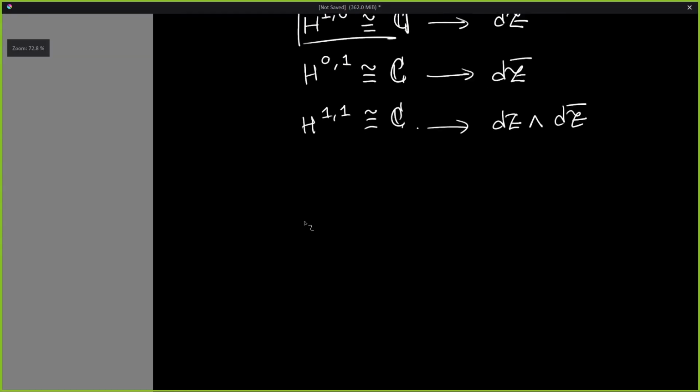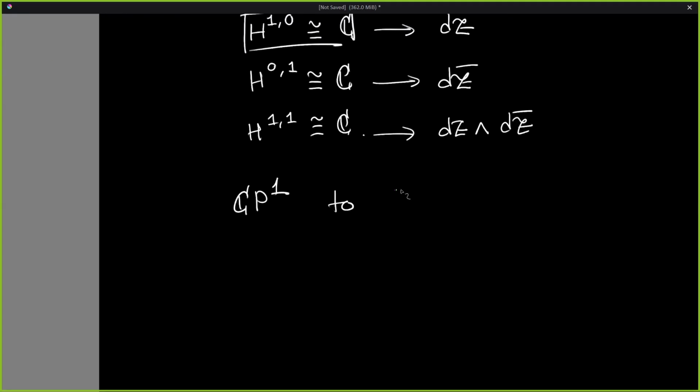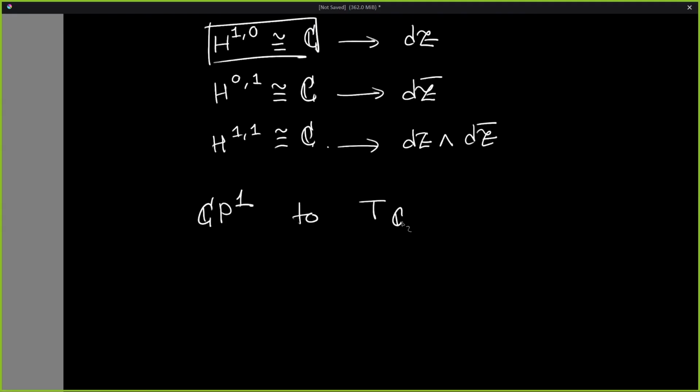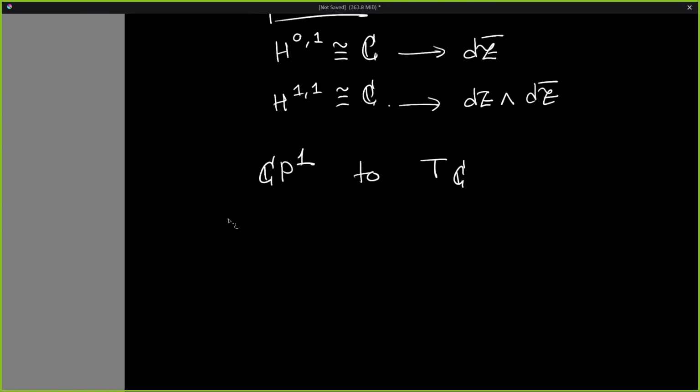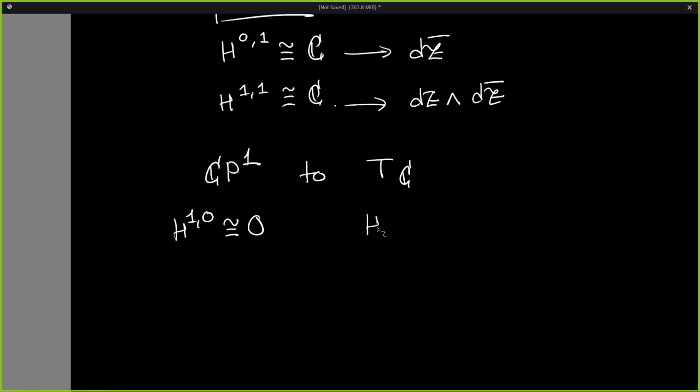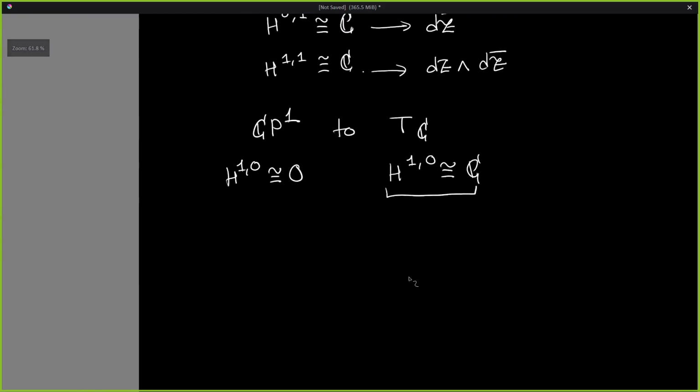So if we compare CP1 to T_C, then we see that H10 is isomorphic to 0 here, and H10 is isomorphic to C here. So there's some holomorphic obstruction on the torus that isn't there on CP1, on the Riemann sphere. So those are the examples.